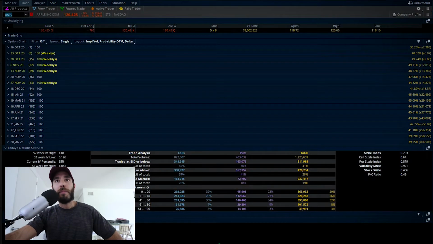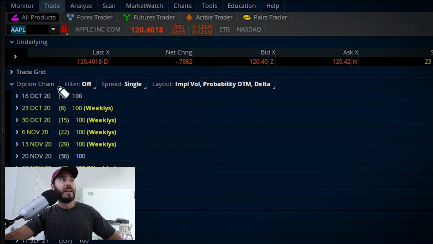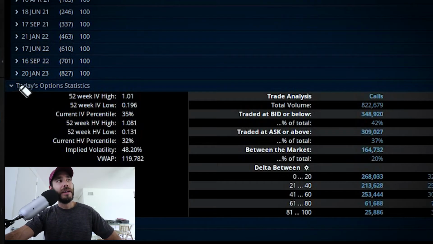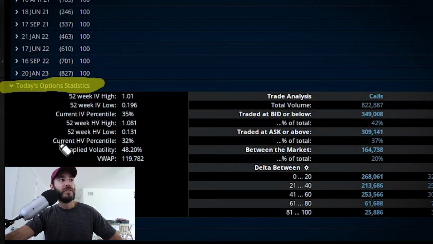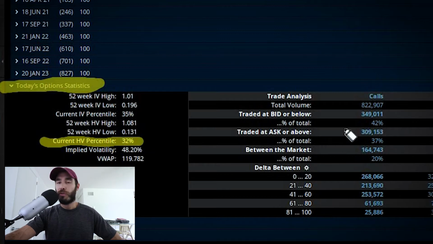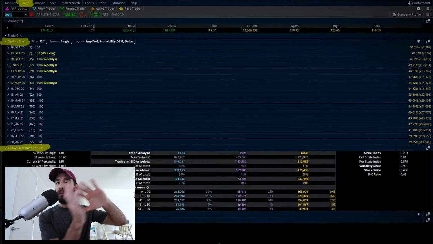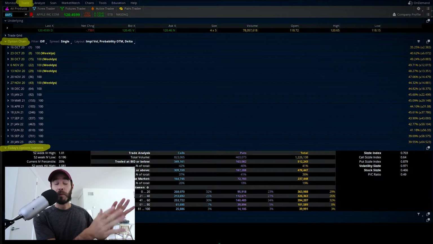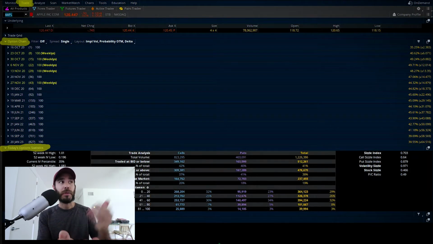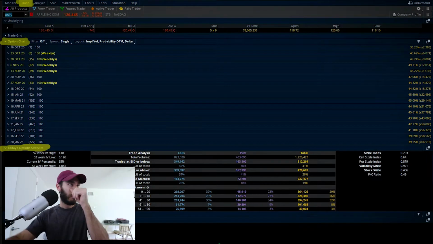And we can find that on any stock in the options chain under the option statistics. Take Apple, for example. We pull up Apple's option chain that's located under the trade tab, and under the option statistics, we can see that Apple's historical volatility is 32%. So that takes all the previous ranges that Apple's gone through and gives us a number, 32%, 0.32. Historical volatility is nice. It's good to understand that.